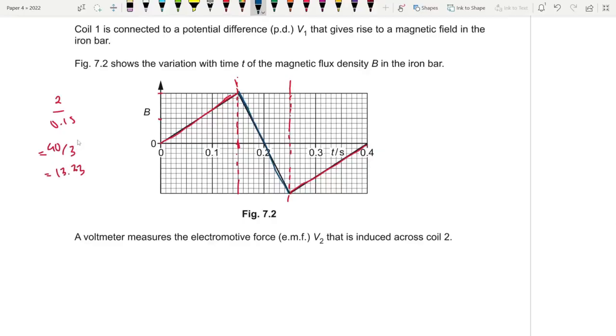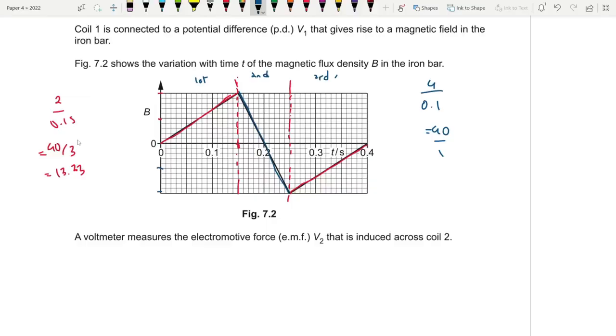The blue one is basically 4 boxes, right? In 0.15 to 0.25, 0.1 seconds. So that's basically 4 divided by 0.1, which is basically 40 by 1. So basically the gradient for the second section is thrice the gradient for the first and third section. I've divided the graph into the first, second, and third section.